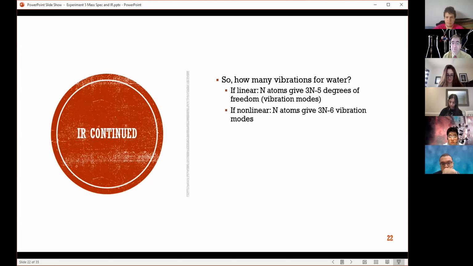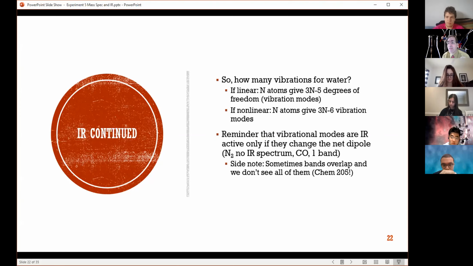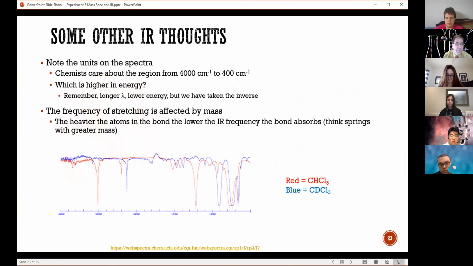Methylene chloride went up to 5 atoms. So we had 3 times 5, that's 15, minus 6, so we end up with 9. So as you can see, as you increase the number of atoms, you increase the number of possible vibrations. Again, the vibration's only going to show up in the IR if it changes the net dipole. And every once in a while, they end up overlapping and some things like that. So you won't necessarily always see that number of peaks, but it gives you a good idea about what you should see here.